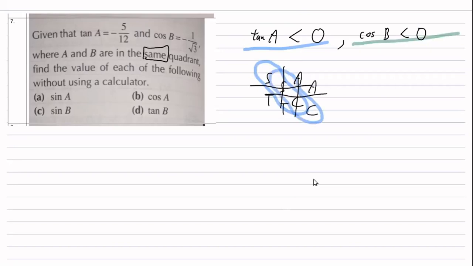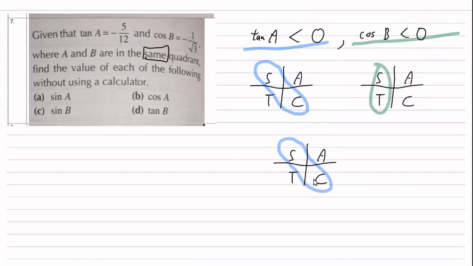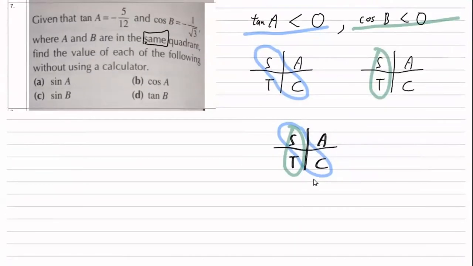This time if you look individually at cosine B being negative, you realize that there are only 2 possibilities, these 2 quadrants. Right? Then if you take the overlap between them, what happens? You realize that the only overlapping region is over here, which is quadrant 2.